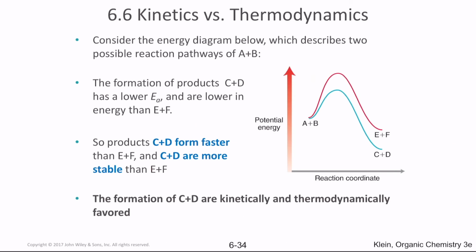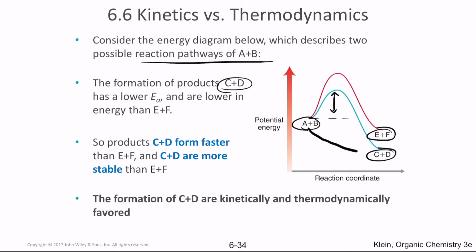Now consider the energy diagram that you see here, which describes two different pathways for a reaction: A plus B to form either C plus D or E plus F. The formation of C plus D has a lower activation energy, which means that it is generally favored. In this reaction, A plus B will form C plus D faster. But A plus B becoming E plus F is more thermodynamically favored, because the difference in energy is much larger, making it easier to finally form the product.